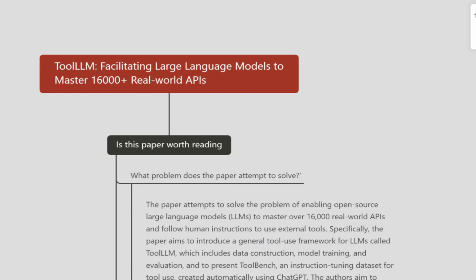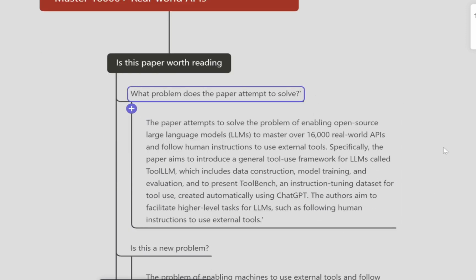Is this paper worth reading? Find out with Scholaread. Today, we will quickly go through this paper ToolLLM, facilitating large language models to master 16,000 plus real-world APIs. First, we'll find out what problem does the paper attempt to solve.